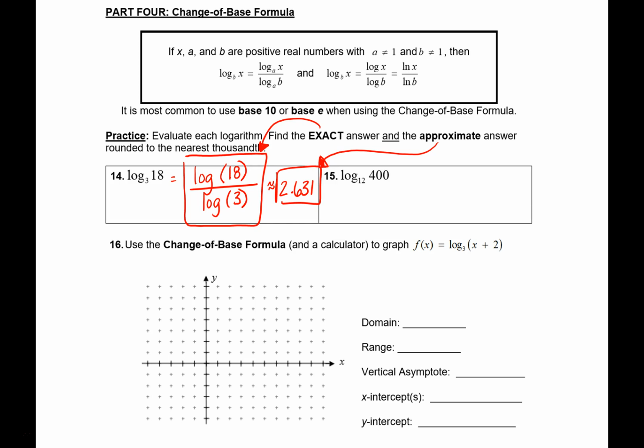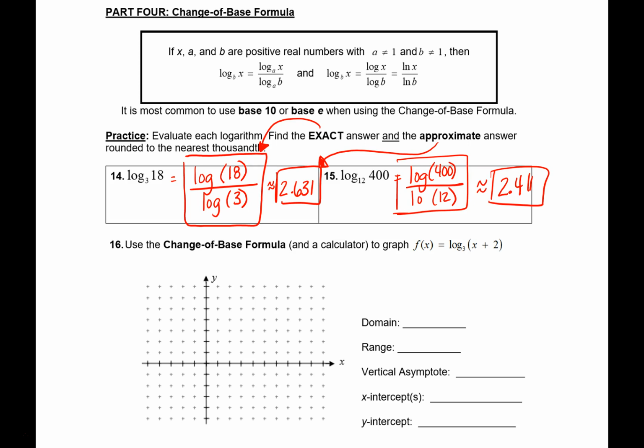The same thing is true with log base 12 of 400. If I use the change of base formula to make these both, again, log base 10, I can say the log of 400 divided by the log of 12 is equal. Notice that again, it's log base 10. That's my exact answer. If I were to plug this into Desmos, I would get as an approximate answer 2.411.